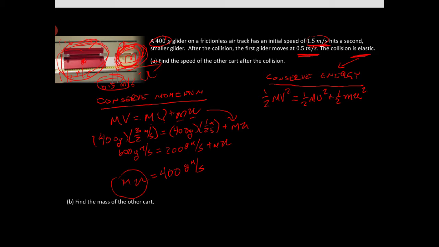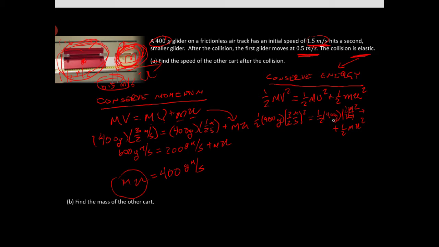Well, we have something similar to what's going on here. So let's just put all those things in. We have 1/2 times 400 grams times 3/2 meters per second squared. That's a whole lot of stuff. Is equal to 1/2 times 400 grams times 1/2 meter per second squared. Oops, not enough room. Plus 1/2 mu squared. Okay.